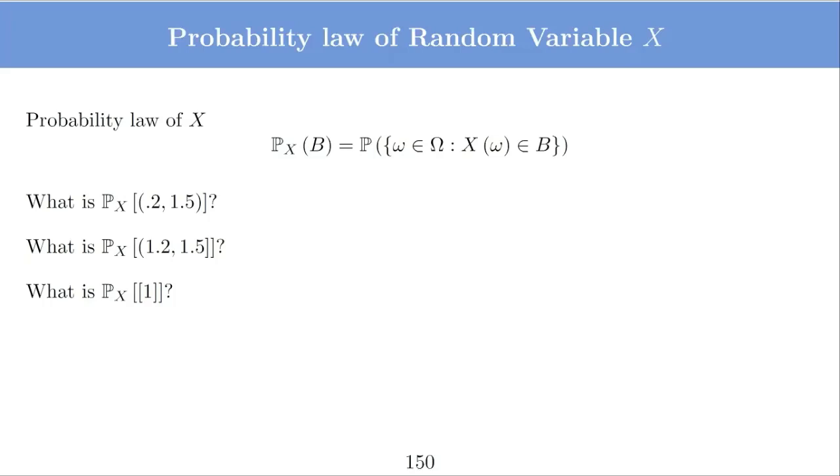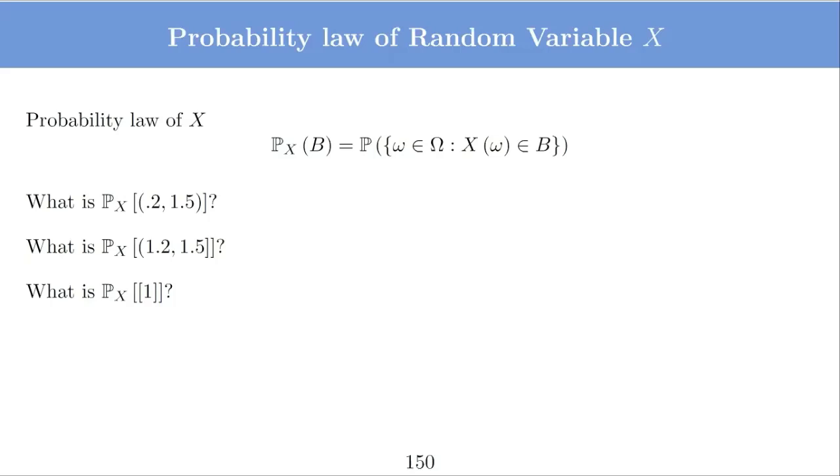Similarly, what will be the probability of 1.2 to 1.5? You can see 1 is not included in this set, 2 is also not included in this set. So the set of outcomes which maps to this set is empty, and the probability law of this set would be 0. Similarly, what is P_X of 1? This is just a singleton set which has 1. So X maps to this, the pre-image would be the singleton set h, so the probability of this set would be 1 by 4.